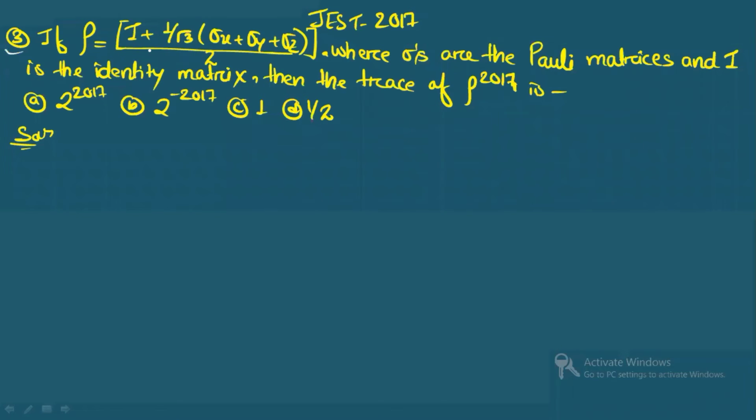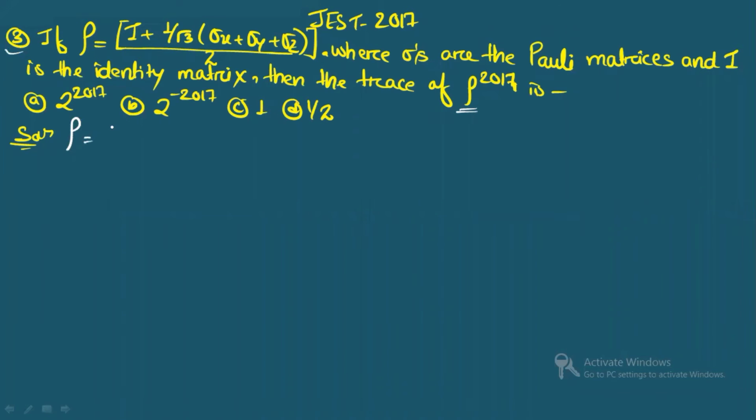Okay. So now let's see the next question, question number 3. Rho is equal to I, the identity matrix, plus 1 by root 3 sigma x plus sigma y plus sigma z, where sigma are the Pauli matrices. Okay. I is the identity matrix. Then the trace of rho to the power 2017 is what? So rho is given to you. You will have to find the trace of rho to the power 2017. So first we will see what is the value of rho to the power 2017. We will find that matrix, right?